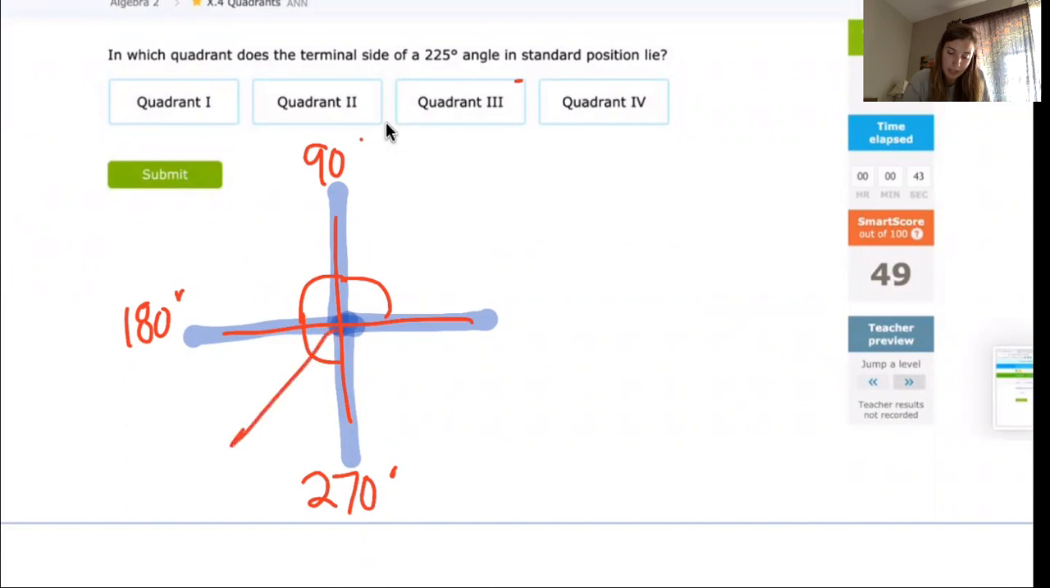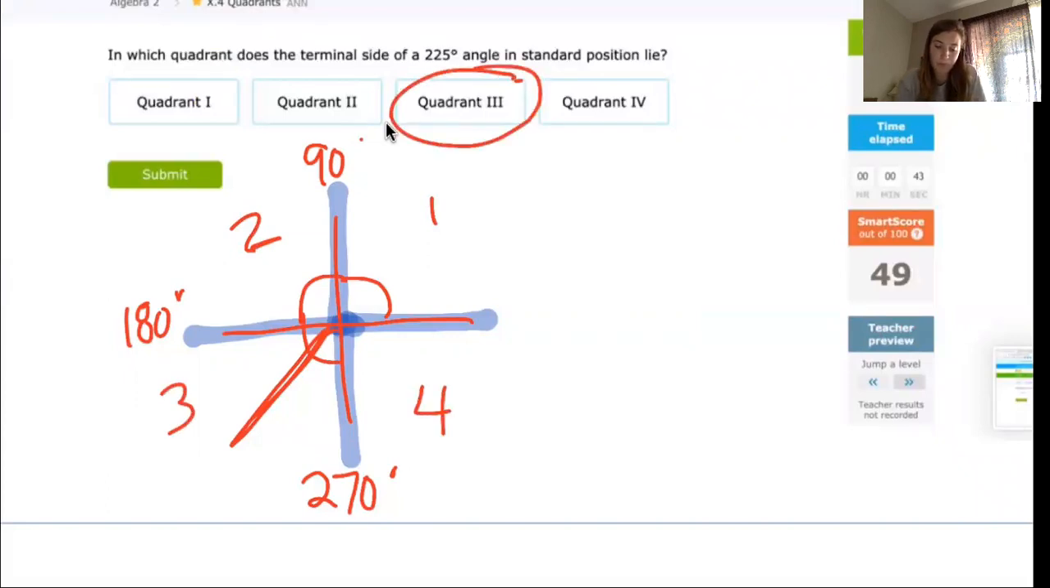So 225 is going to be somewhere in here, between 180 and 270. So that means what quadrant is that? That's 1, that's 2. This is quadrant 3, and that's 4. So we were in quadrant 3. So you can look at a unit circle, or you can make your own little diagram like I just did to help you with that, but it really helps me to draw it visually so I know what my angle actually looks like.